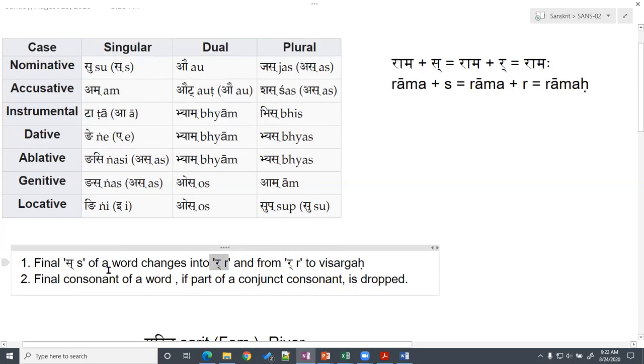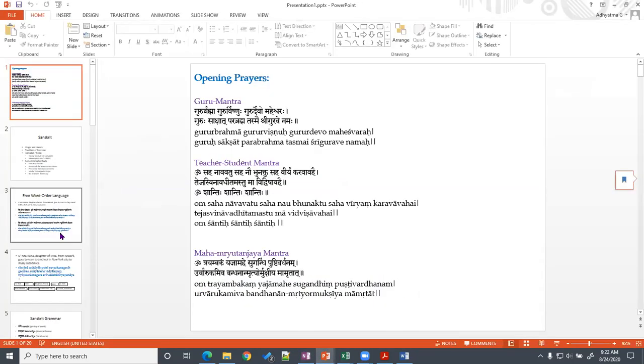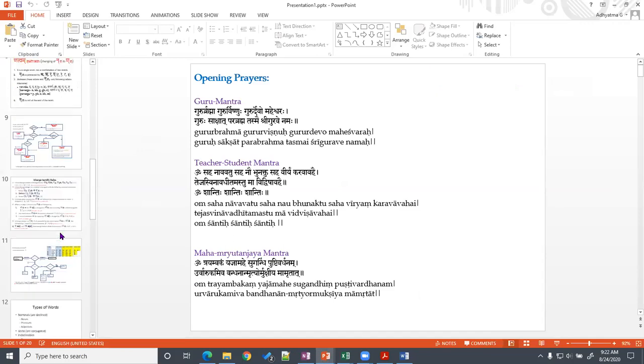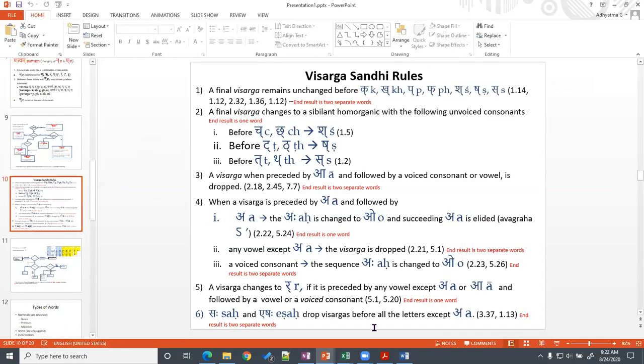Based upon what route a word has taken, whether it has gone from sakara to refa to visarga versus directly from refa to visarga, some visarga sandhi rules change. That's where you see that we have this rule here, a visarga sandhi rule, that when a visarga is preceded by akara and followed by a voiced consonant, it changes to O. Like Ramaha Gacchati becomes Ramo Gacchati.